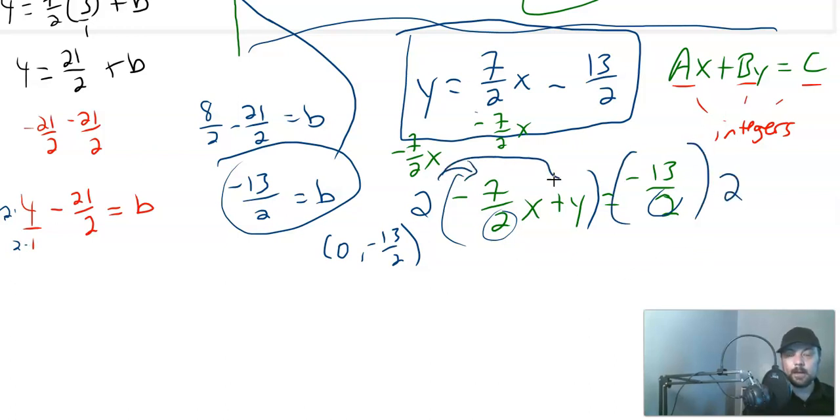I'm going to distribute it. And remember, you don't just multiply it to the fractions. You multiply it to every term.